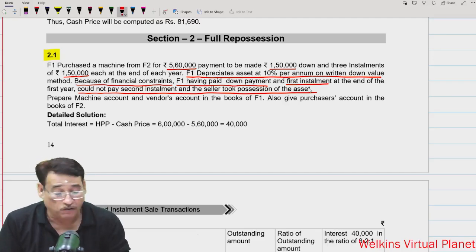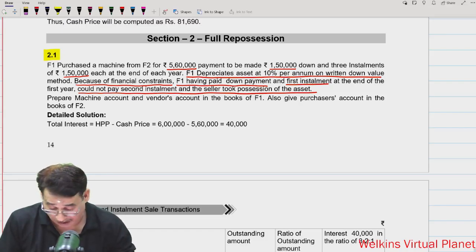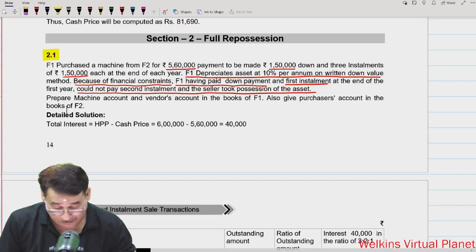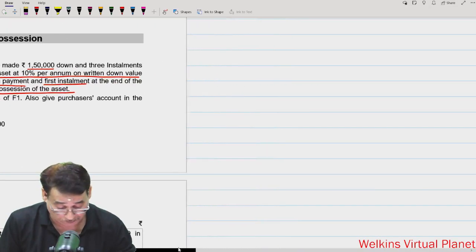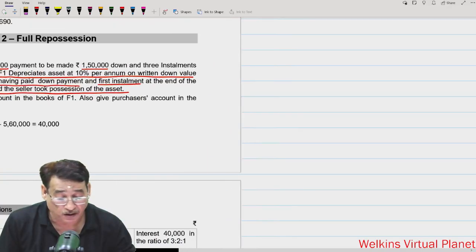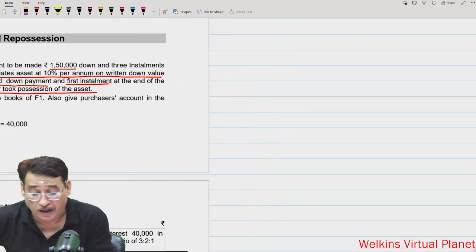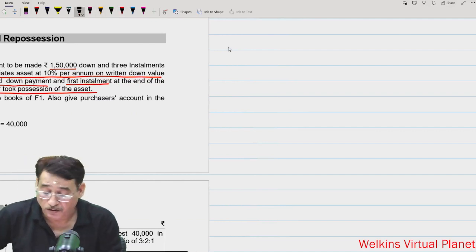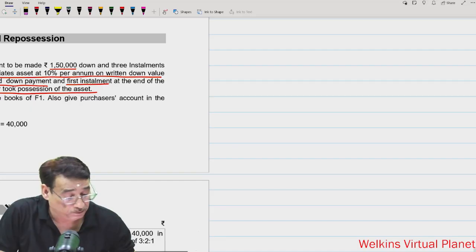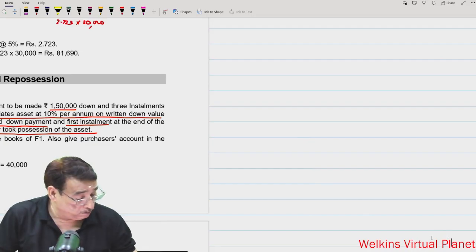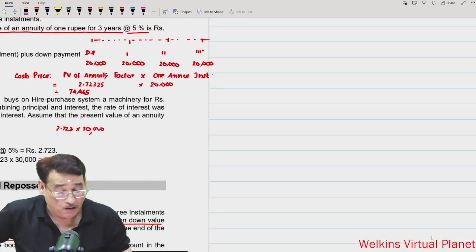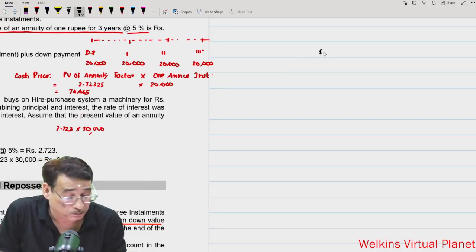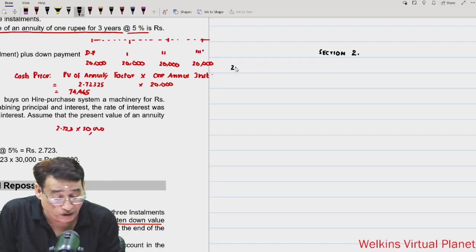Now, under full repossession, what we are supposed to do as far as accounting is concerned, let's have a look. I will solve the question thoroughly for you so that you get a complete idea regarding full repossession. This is section 2 now. Pay attention. As far as section 2 is concerned, question number 2.1 we are picking up.